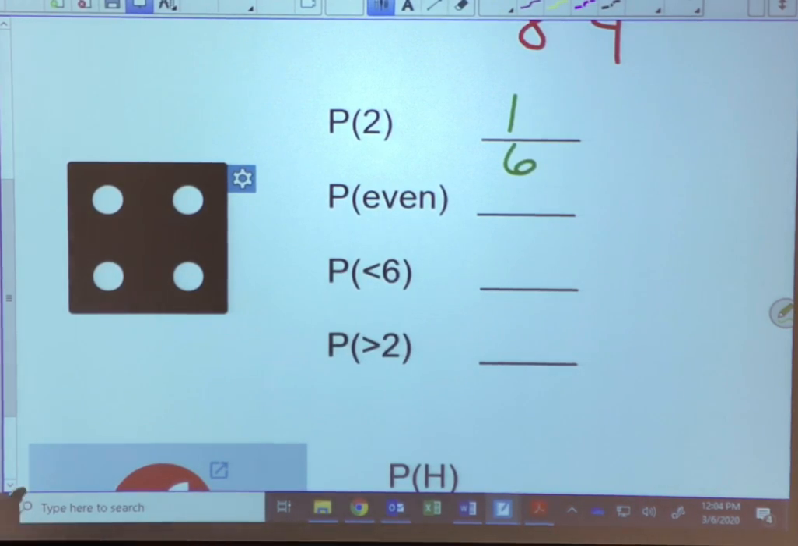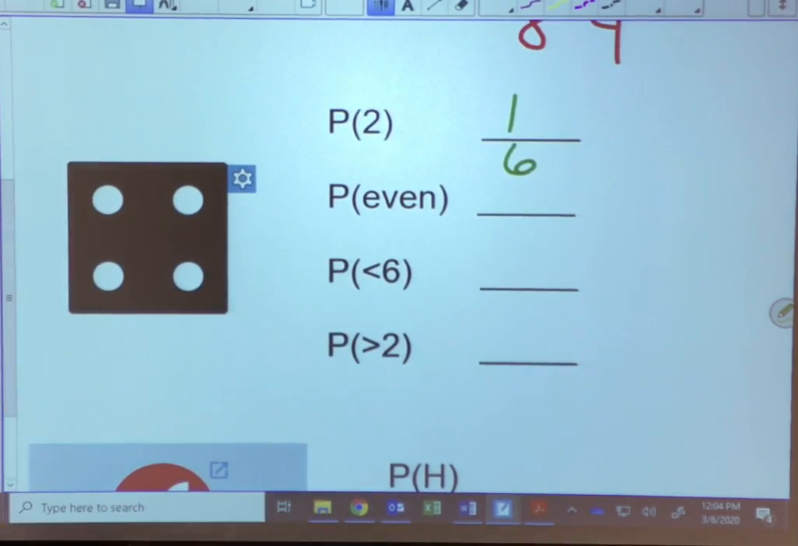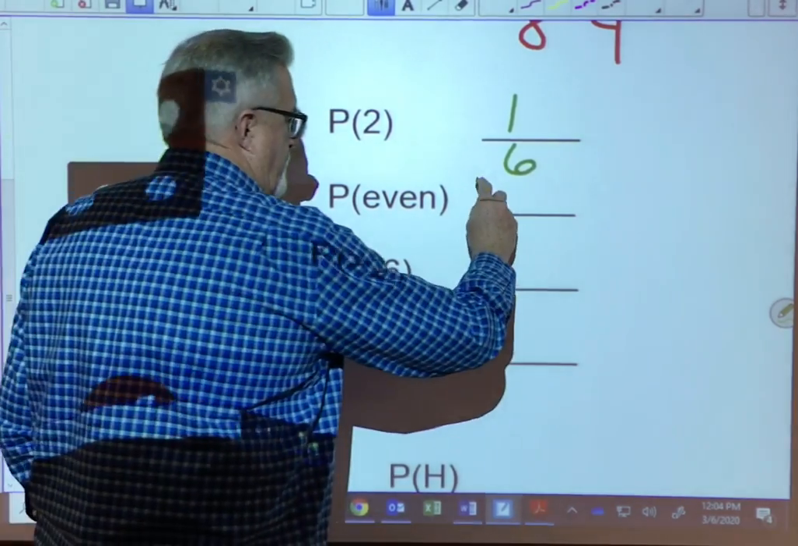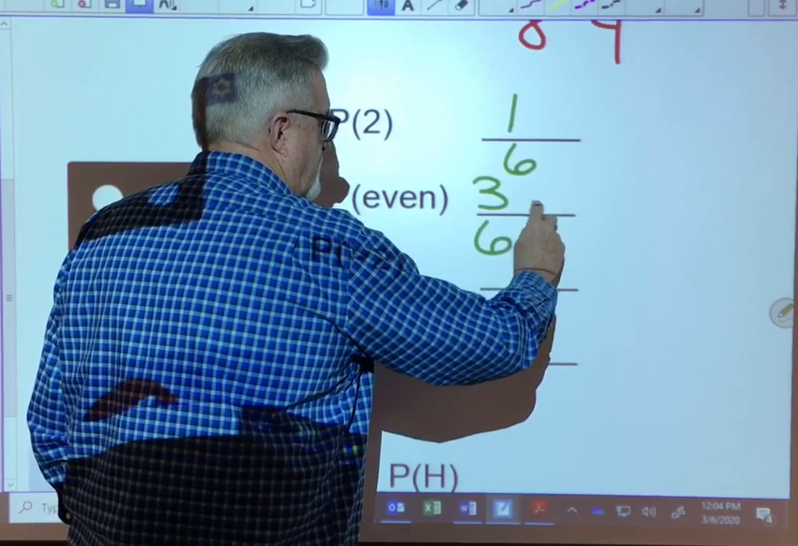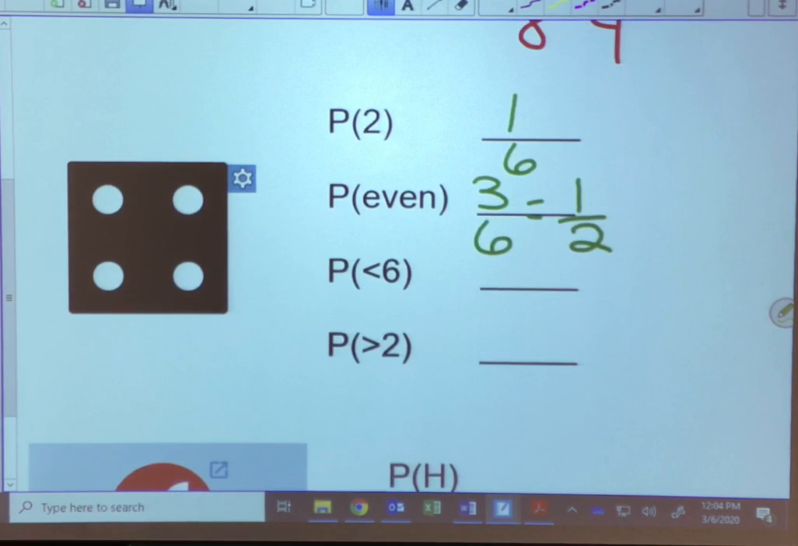We know from playing board games with dice that it's not always going to work like that. We might get three 2s in a row, or we might not roll a 2 for several times. So the next one is the probability of it landing on an even. Well, how many evens are there on a number cube? That'd be 2, 4, and 6. So there's 3 of those. So that'd be 3 out of 6, and that'll simplify down to 1/2. So the probability of rolling an even number on that is 1/2.